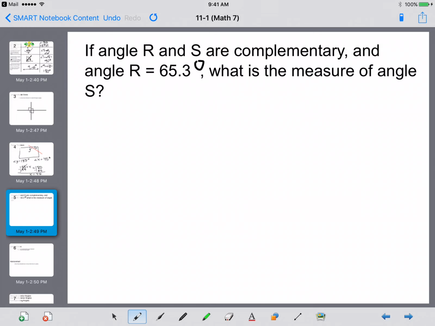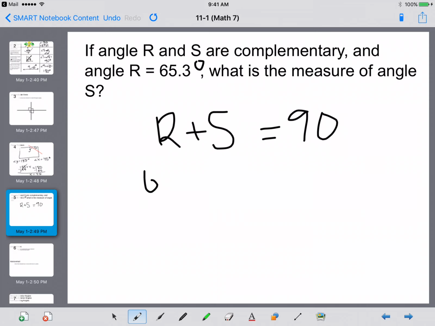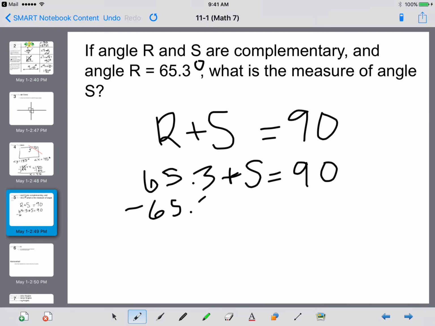So complementary angles add up to equal 90 degrees. Our R plus S will equal 90. If R is 65.3, plus S equals 90, to get S all by itself, we subtract 65.3 from one side. What you do to one side, you do to the other.